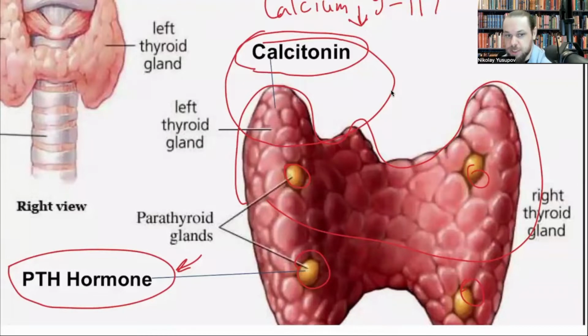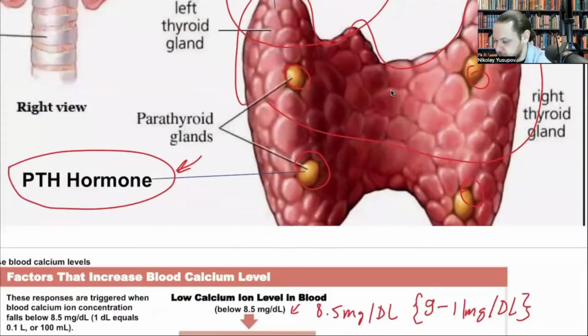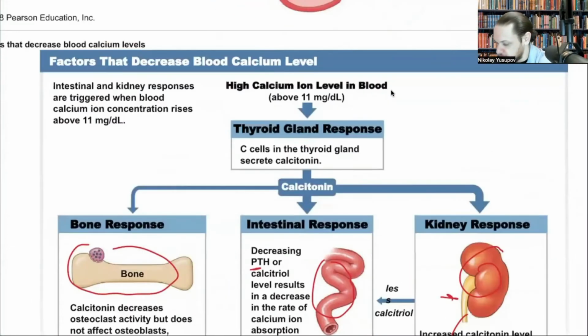The other one is the parathyroid. That's the small glands on the thyroid. They secrete the parathyroid hormone. When is that being released? When you have low calcium levels in the blood. So hopefully more bone is going to be broken up, and more of it is going to be absorbed in the blood. So these are our different responses.